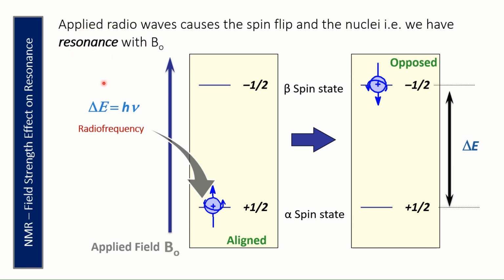So we apply an energy in the radio frequency that corresponds to that energy gap. So we're promoting this nucleus to this higher energy beta spin state, and this is the amount of energy absorbed. And we say that we are in resonance with said nucleus.